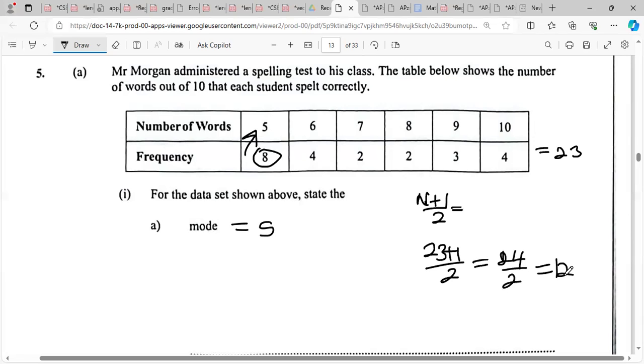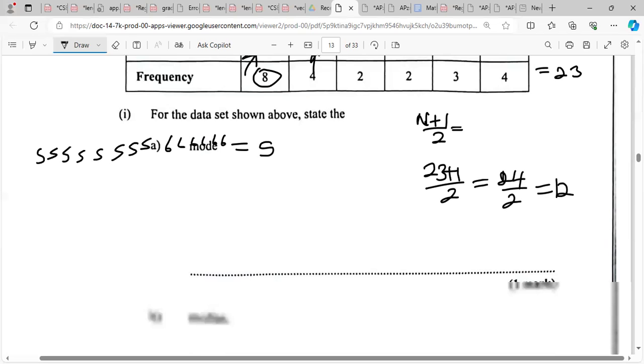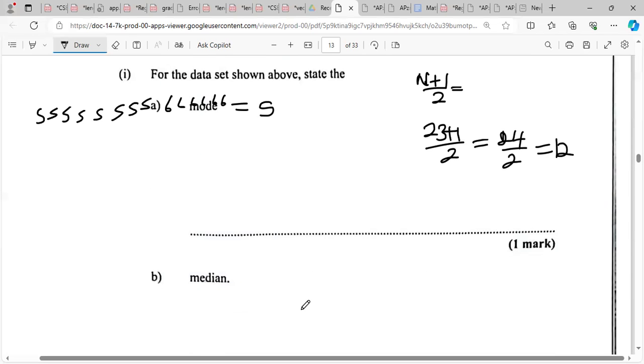It's the 12th term. So we're going to have 5 eight times: 1, 2, 3, 4, 5, 6, 7, 8. And then we are going to have 6 now: 1, 2, 3, 4, 5, 6. So that means this one would be the answer, and that will be the middle number. So the median should be 6.